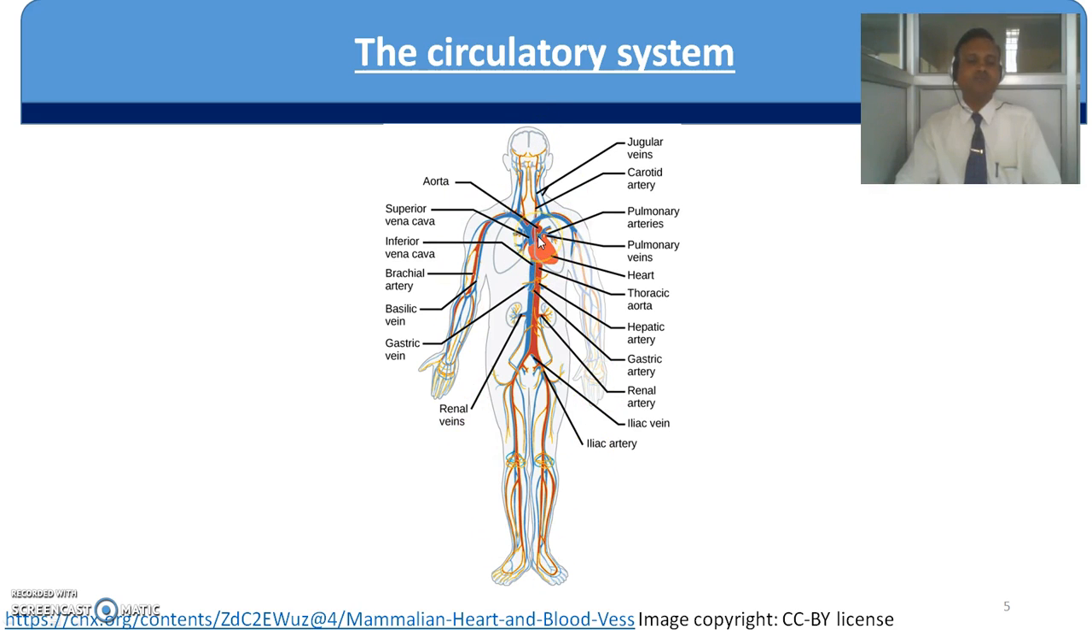Now this nice organ starts beating from the early stages of life, which are embryonic stages. When the fetus is just getting created in the womb of the mother, at that time this heart starts beating, and it beats up to the last moment of human life.